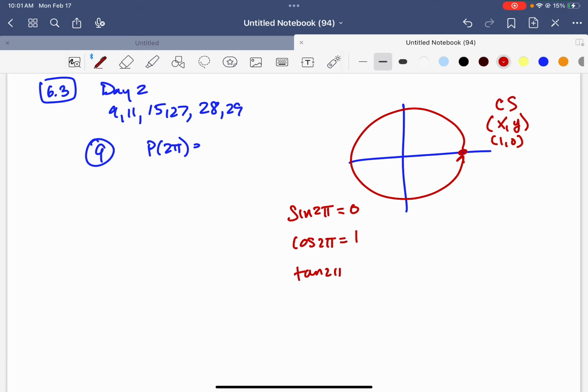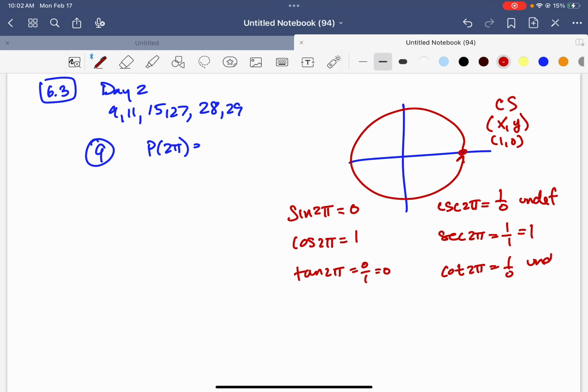So my tangent of 2 pi is going to be 0 over 1, which is 0. That means that my cosecant of 2 pi is going to be 1 over 0, which is undefined. My secant of 2 pi is going to be 1 over 1, which is 1. And my cotangent of 2 pi is going to be 1 over 0, which again is undefined. So that is 9a.